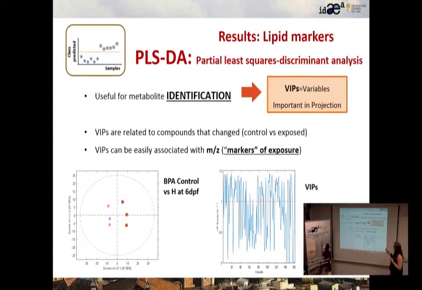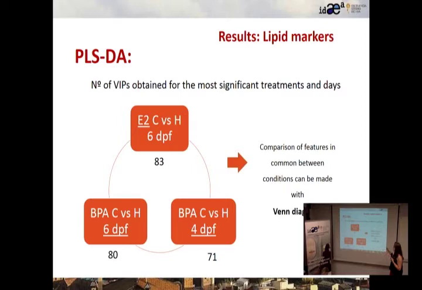PLSDA, or partial least squares discriminant analysis, was very useful for identifying the lipids that have suffered changes due to the exposure. And this is done through the VIPs, the variables important in projection, that can be easily associated with m/z values. So these are the total numbers of VIPs obtained for the most significant treatments on day. But let's have a look at Venn diagrams.